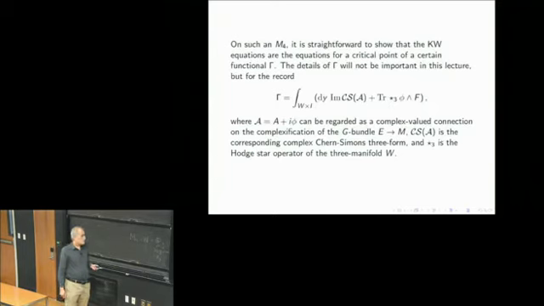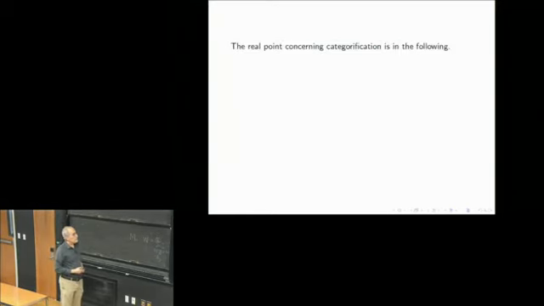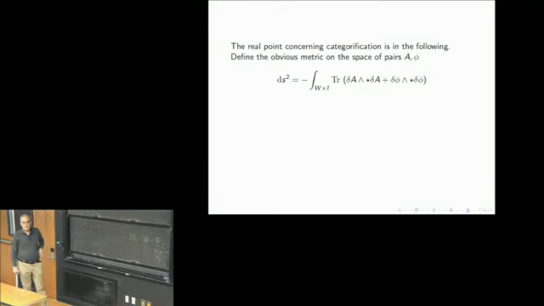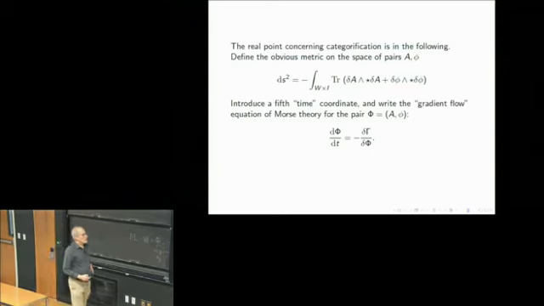Now, that means that you can imitate Morse theory and Floer cohomology. So the real point that enables categorification is the following. Put a metric on the space of pairs A and phi. There's an obvious Riemannian metric on the infinite dimensional space of fields, just given by the L2 norm of a 1 form. Introduce a 5th dimension, which we'll call time, t, and write the gradient flow equation of Morse theory for the pair A and phi, where to write a gradient flow equation we need a metric, so we take this one, and gamma was defined on the previous page.